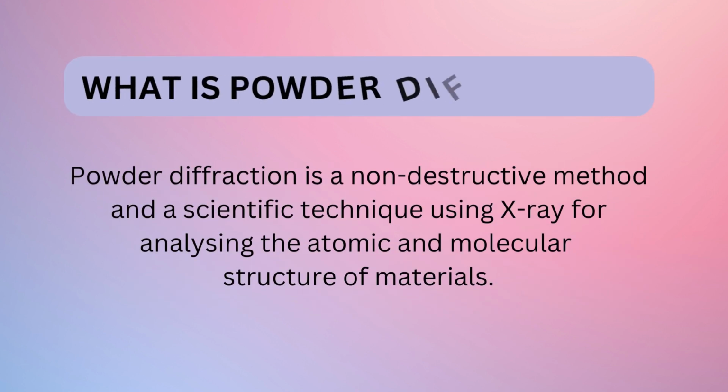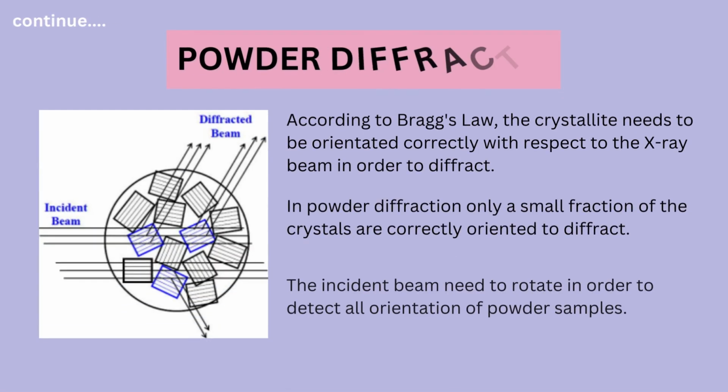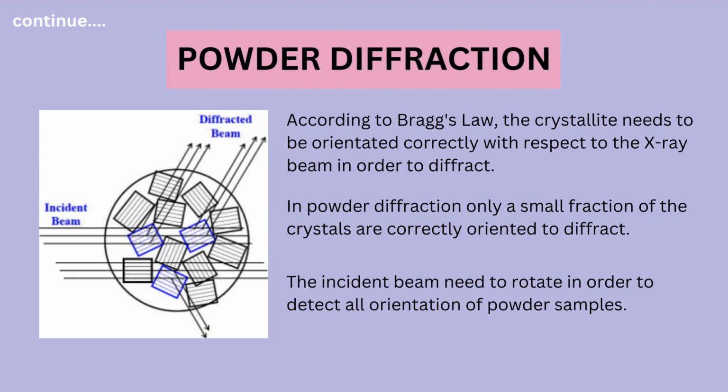What is powder diffraction? Powder diffraction is a non-destructive method and a scientific technique using X-ray for analyzing the atomic and molecular structure of materials. According to Bragg's law, the crystallite needs to be oriented correctly with respect to the X-ray beam in order to diffract. In powder diffraction, only a small fraction of the crystals are correctly oriented to diffract. The incident beam needs to rotate in order to detect all orientations of powder samples. When these planes are correctly oriented with respect to the X-ray beam to diffract, the atoms scatter in phase, producing an intense diffracted ray.